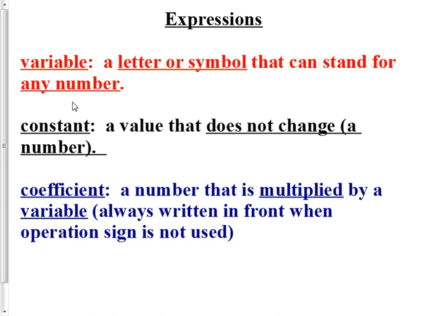Today we're going to start looking at the vocabulary of algebra essentially, and we're going to start with some just basic vocabulary. The first one is variable. A variable is a letter or symbol that can stand for any number.